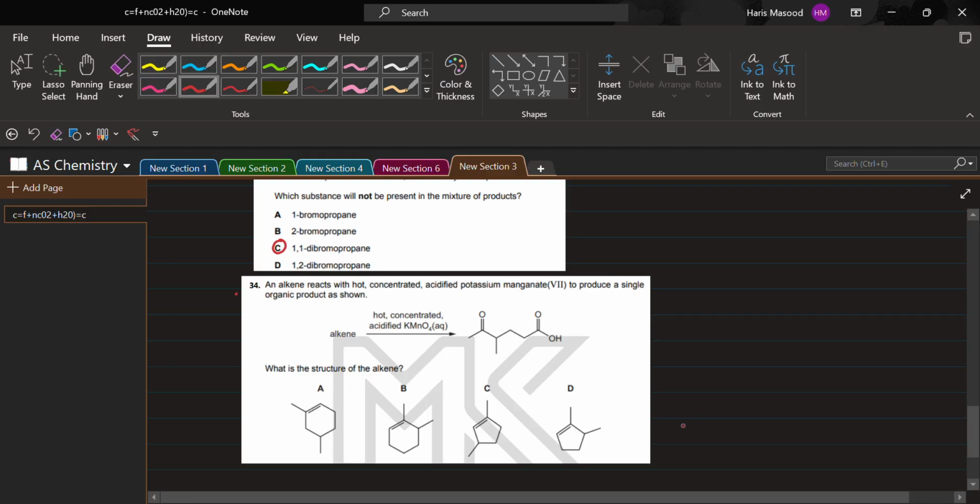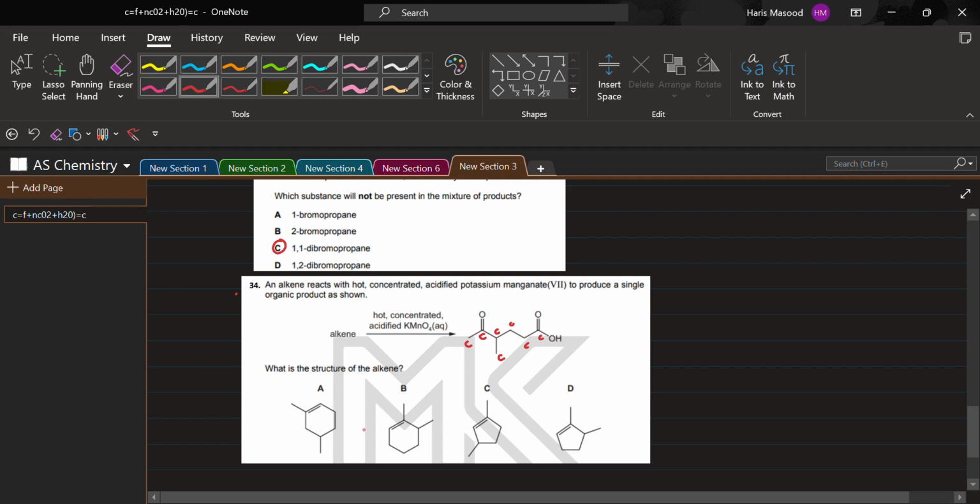For 34, okay, you have to look closely at the carbon chain. First you have to discard the options which are already incorrect. How do we recognize it? By counting the carbons. The final product has how many carbons? One, 2, 3, 4, 5, 6, 7.